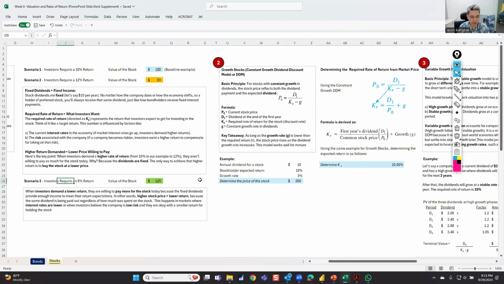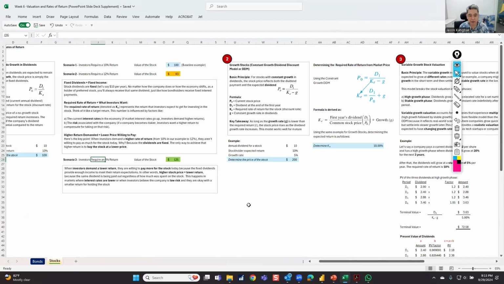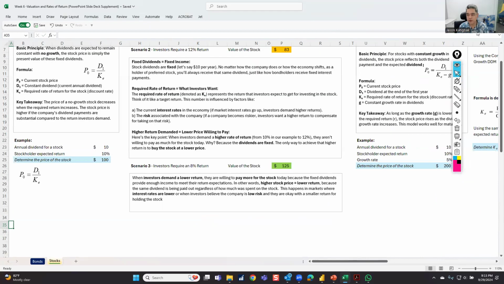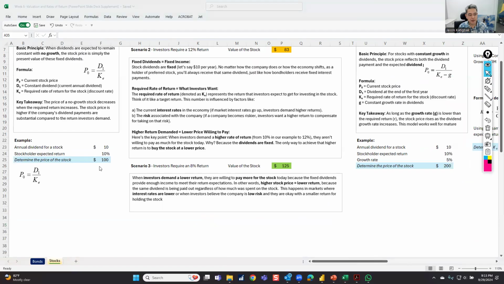And make sure we can see it side by side. Hopefully it's not too small. There you go. Move it here.